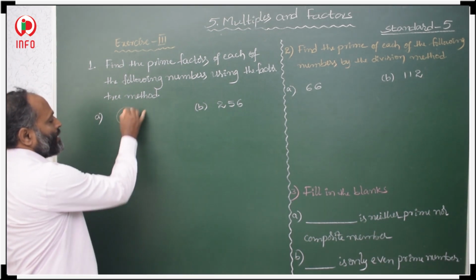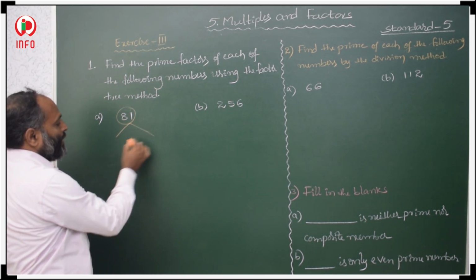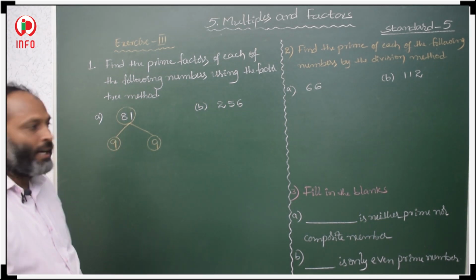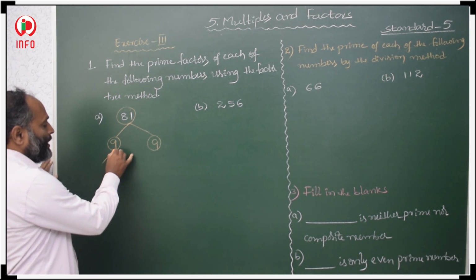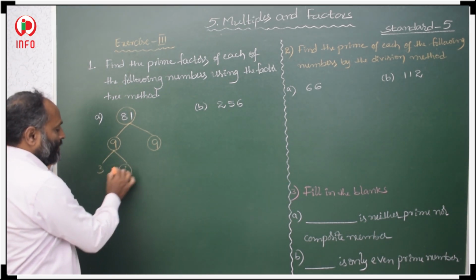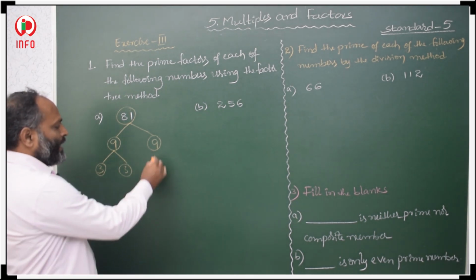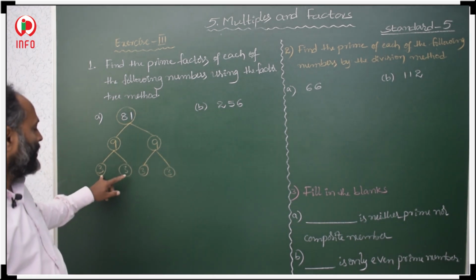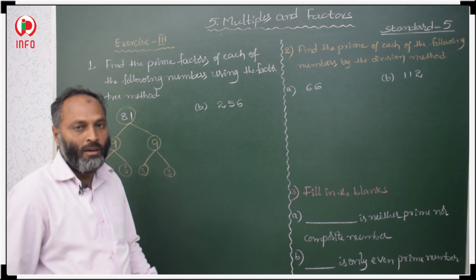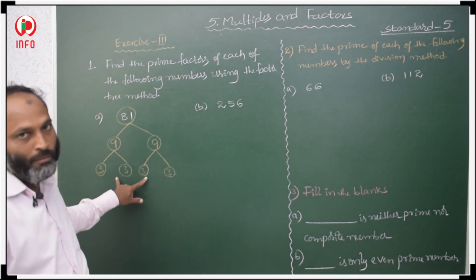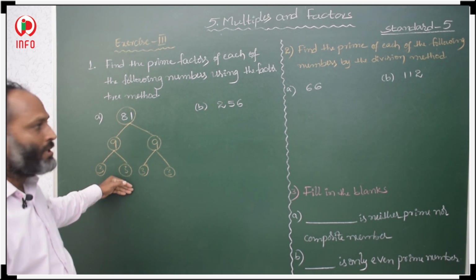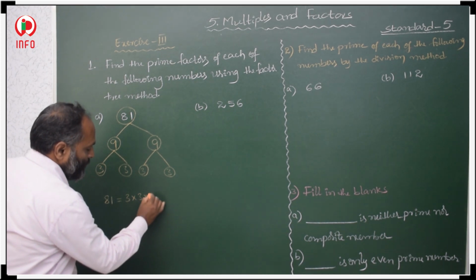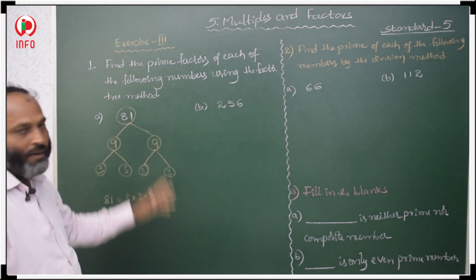Here, 81. First we have to write 81 as the product of two numbers. 9 9s are 81. Again this 9 we have to split, as the product of two numbers: 3 3s are 9. Again this 9 also we have to split: 3 3s are 9. See here, this is 3, 3, 3, 3. All these 3's are prime numbers, so further we can't split. So now 81 is equal to the product of prime factors, 3 into 3 into 3 into 3. In this way we have to split and do.